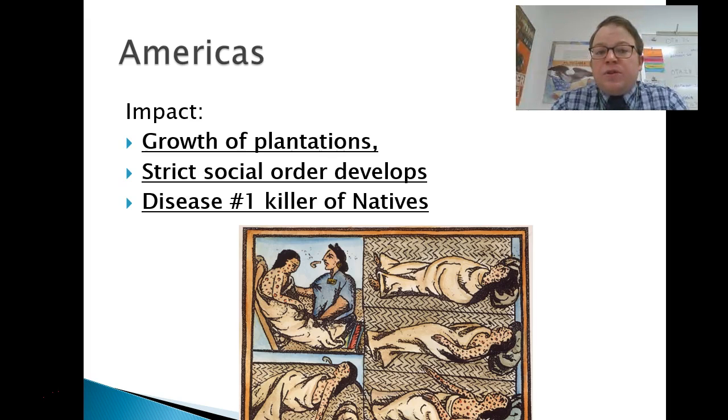Disease is also going to be introduced, not only through the transport of Europeans, but also the transport of people from Africa. And disease is going to be the number one killer of Native Americans. There you can see a description of somebody who has come under the ills of smallpox.